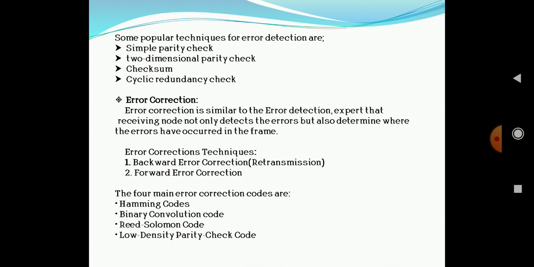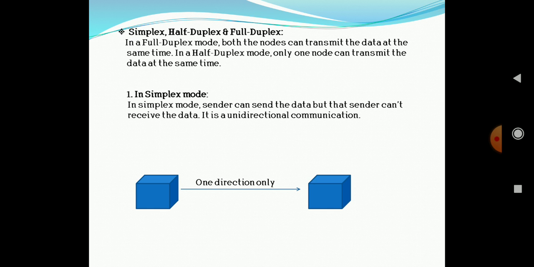Next service is error correction. Error correction is similar to the error detection, except that the receiving node not only detects the errors but also determines where the errors have occurred in the frame. Error correction techniques are backward error correction, that is retransmission, and second one is forward error correction. The four main error correction codes are: first one, Hamming codes, binary convolution code, Reed-Solomon code, low density parity check code.